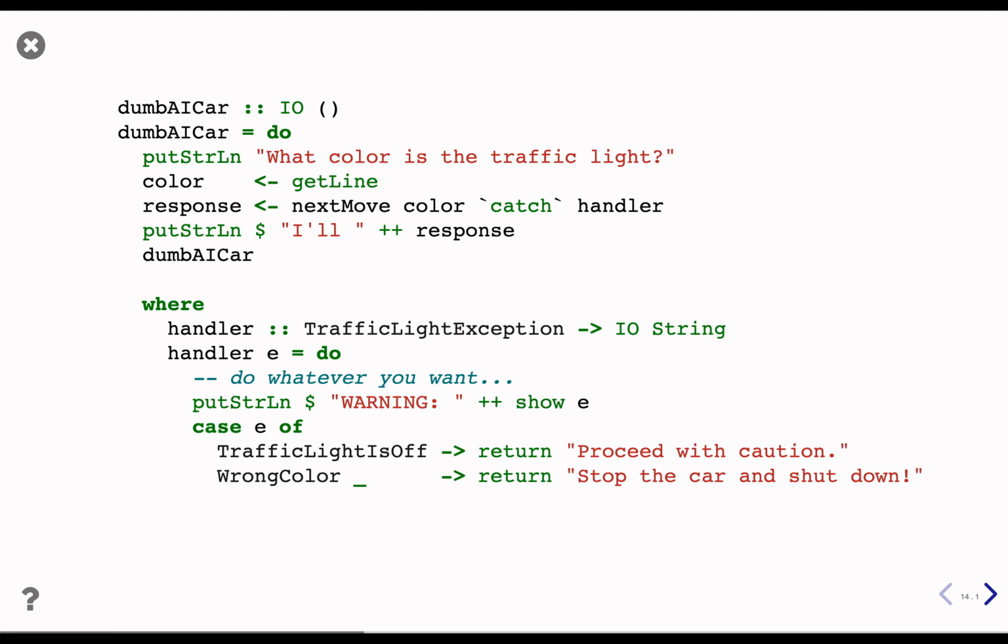Now, with this modification, it doesn't matter if the string isn't a valid color. The next move function will raise an exception, and because the exception is of type TrafficLightException, the dumb AI car action will be able to catch it and give it to the handler to recover from it. In this case, if the traffic light is off, the car will proceed with caution. And if we happen to encounter any other color, that means something is wrong with the sensor. But instead of halting the program and leaving a moving car without a driver, the program continues the execution and gently stops the car.